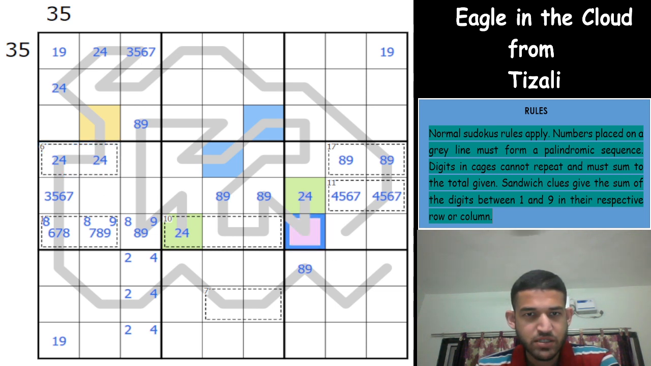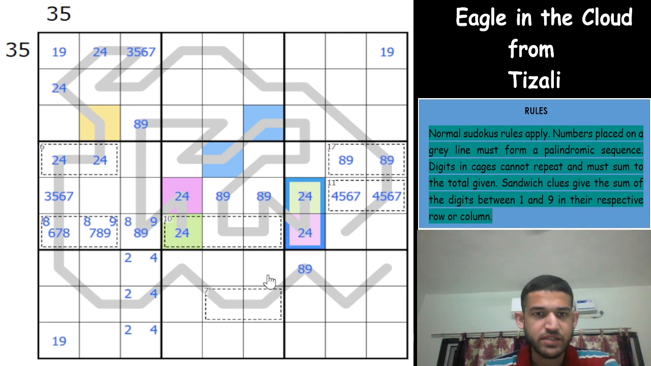Which means these must be a 2, 4 as well. So we get a 2, 4 pair. That's really interesting. And this I think must be the break into the Sudoku.